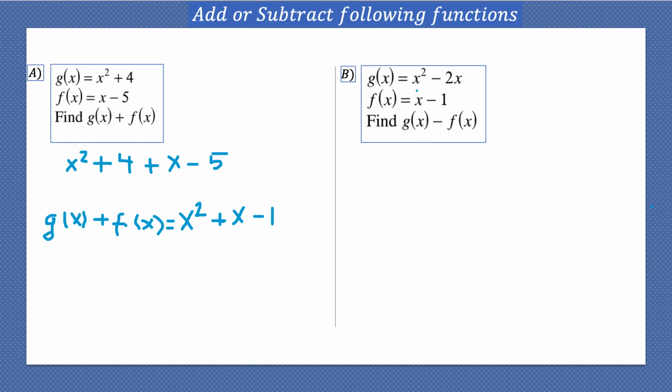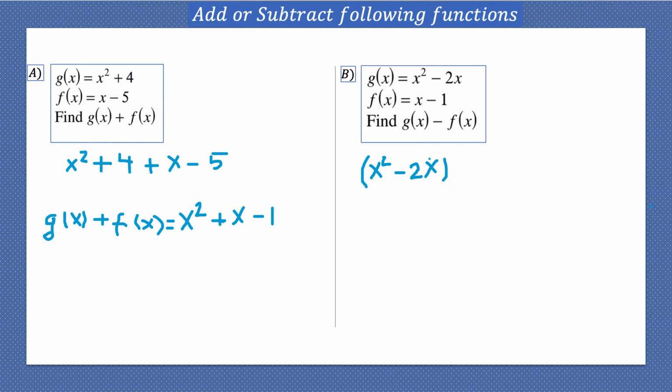Now we are going to subtract functions, because we have here g of x is x squared minus 2x, f of x is x minus 1, and it says find g of x minus f of x. So here we have to do subtraction. But first of all, let's write g of x. Here g of x is x squared. Whenever we have to deal with subtraction, we always write in parentheses because we have to distribute the minus sign.